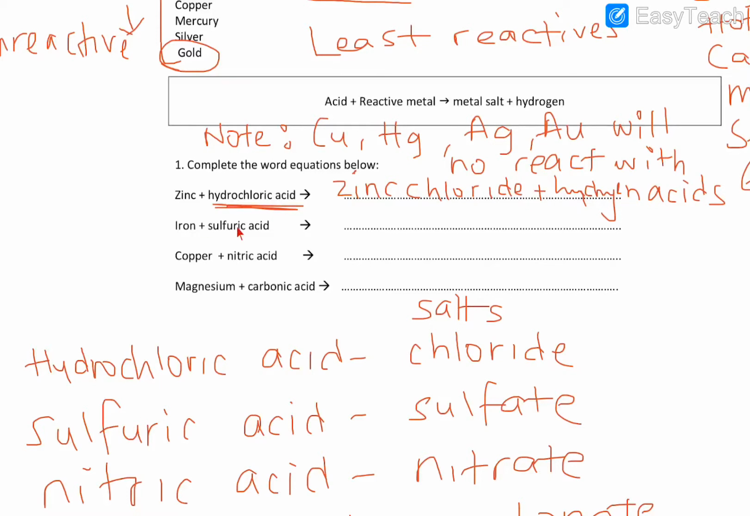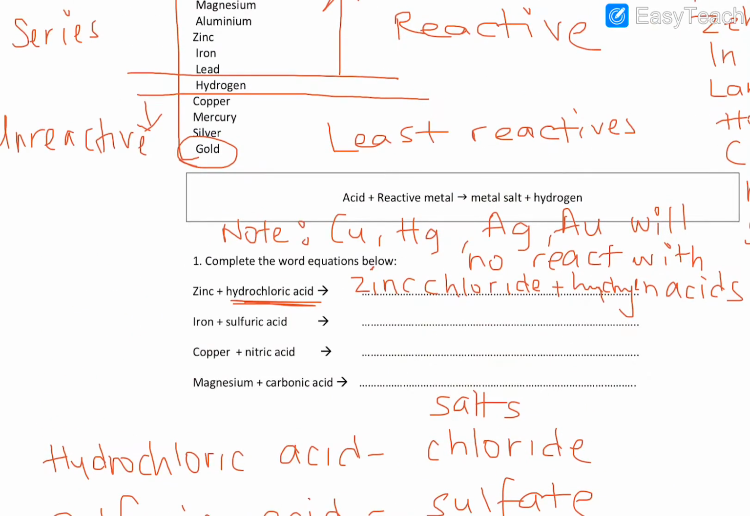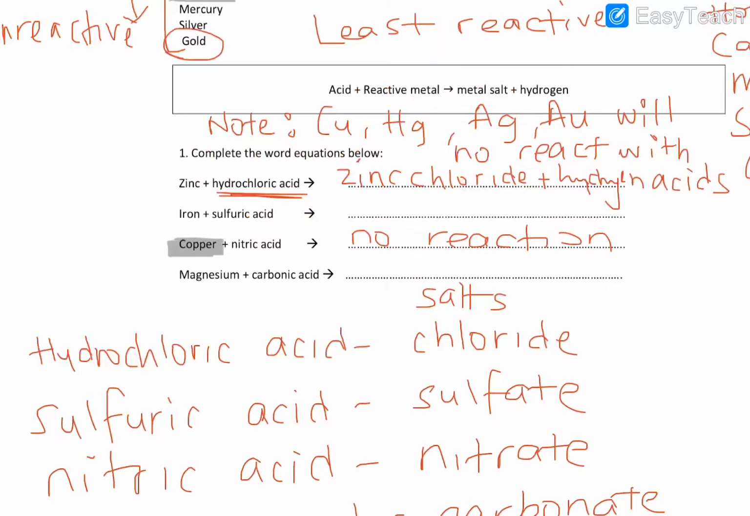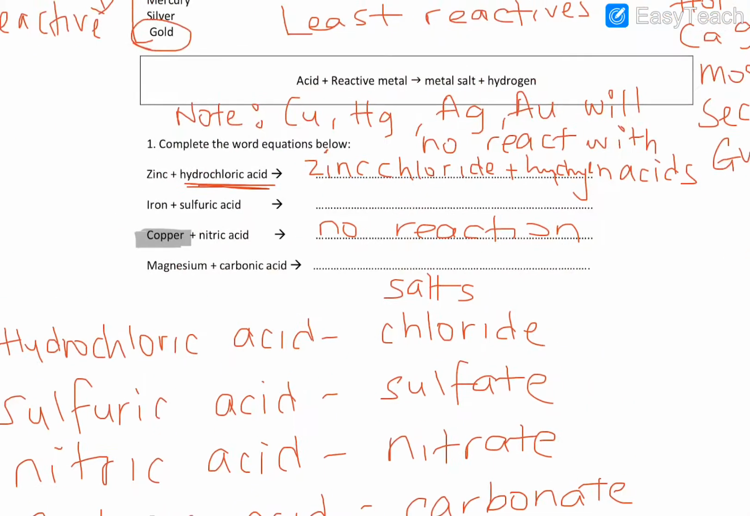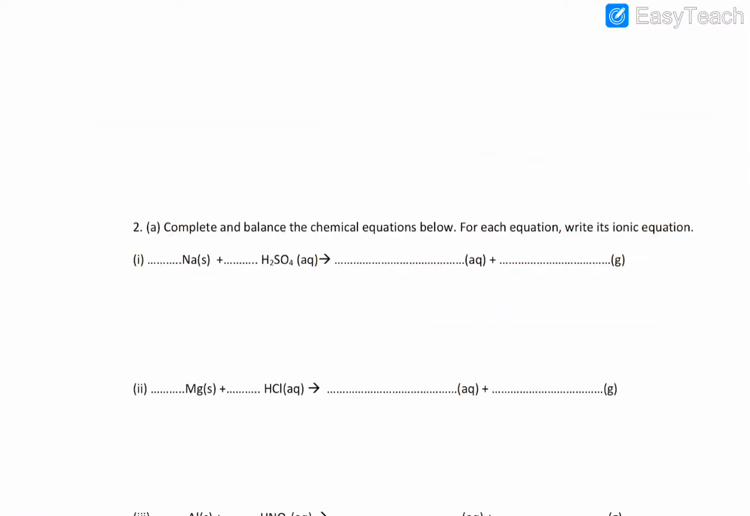Iron plus sulfuric acid will give you iron sulfate plus hydrogen gas. Copper plus nitric acid: see that copper here is an unreactive metal. Copper is below hydrogen, so there's just going to be no reaction. You're just going to write no reaction over here. And magnesium plus carbonic acid forms carbonate, so you'll have magnesium carbonate plus hydrogen gas. So complete these word equations.